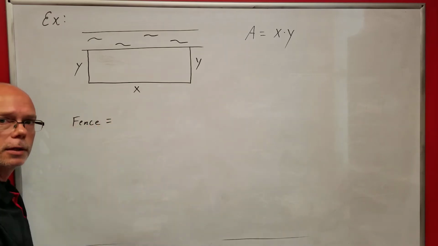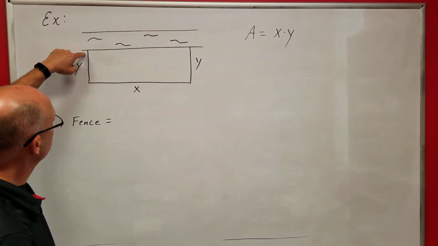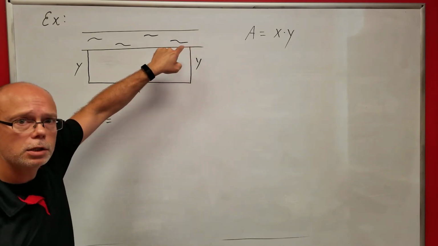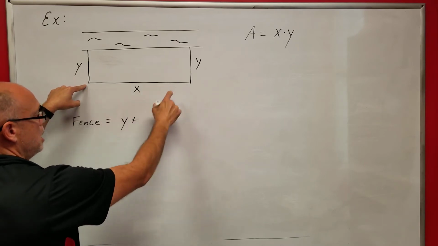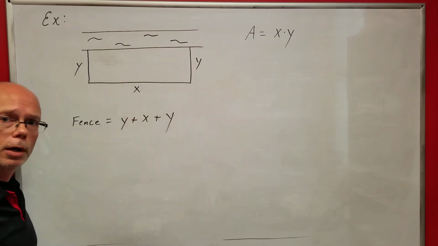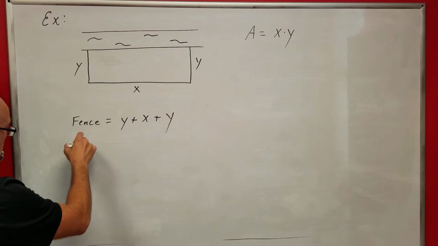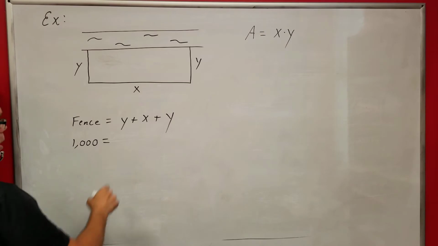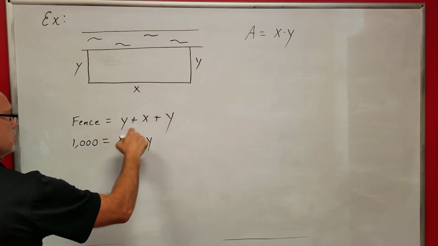Let's talk about our fencing, okay? Do you agree that the fencing is going to cover this much, plus that much, plus that much? Or the fencing is going to cover a length of Y plus X plus Y. It's not going to go around the stream part. All right, how much fencing did they say we have to work with? They said we have 1,000 feet of fencing to work with. And I'm going to call this X plus 2Y if I have my Y's.